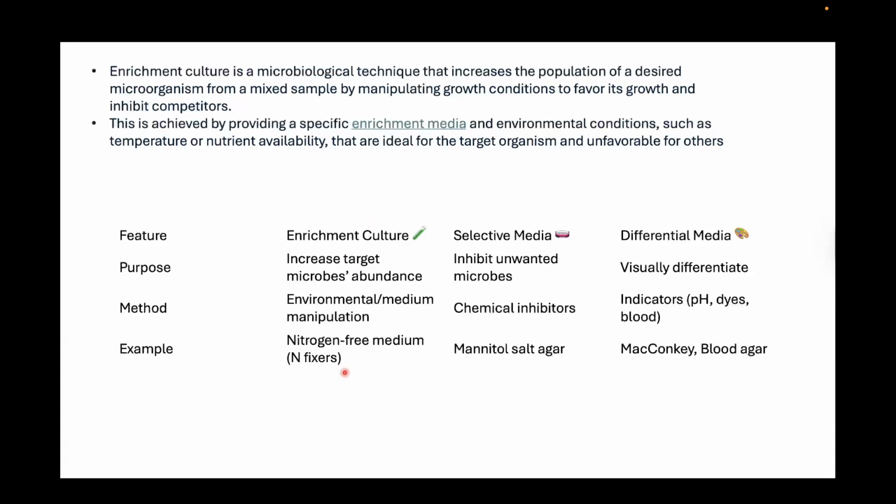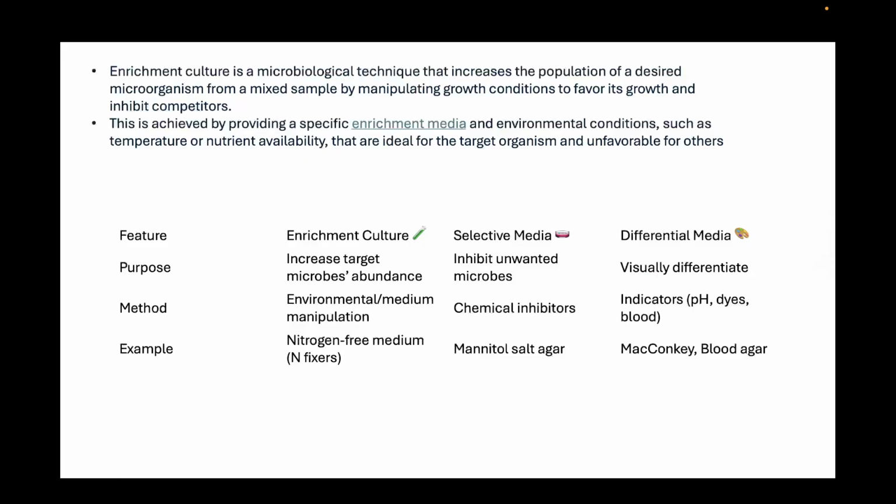It provides specific media. While in selective media we have antibiotics or chemical inhibitors, in differential media we have pH indicators which can indicate different microbes based on their acidity or pH. For example, nitrogen-free medium for nitrogen fixers to promote enrichment culture of nitrogen fixers, mannitol salt agar as selective media for Staphylococcus, and MacConkey blood agar to visualize differential media.